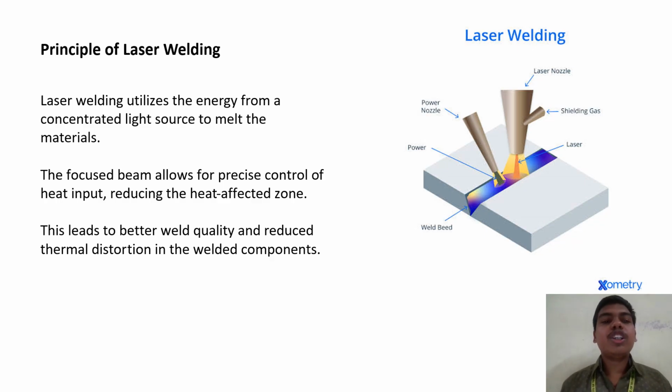The principle of laser beam welding. Laser beam welding utilizes the energy from a concentrated light source to melt the materials. The focused beam allows precise control of the heat input, reducing the heat affected zone. This leads to better weld quality and reduced thermal distortion in the metal pieces being welded.